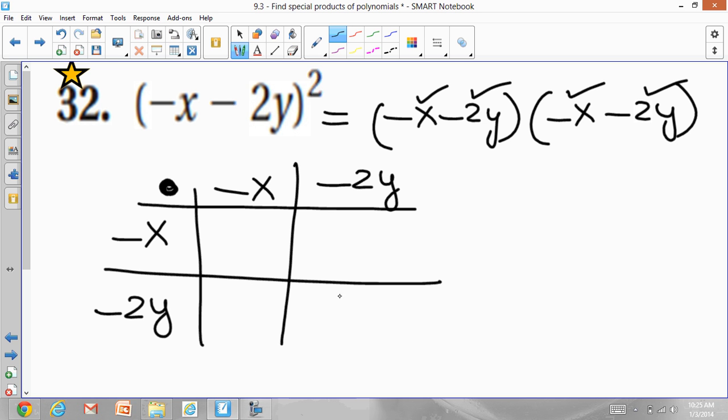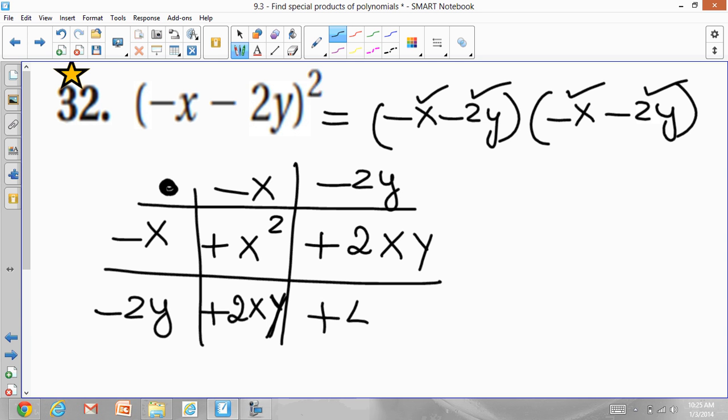And now you need to multiply. Negative times negative gives you a positive. X times x is going to be x squared. Negative times negative is going to be positive 2. X times y is going to be xy. Negative times negative is going to be positive 2 tags along. Y times x is just going to be xy, one beside the other. Negative 2 times negative 2 is going to give you positive 4. Y times y is going to give you y squared.